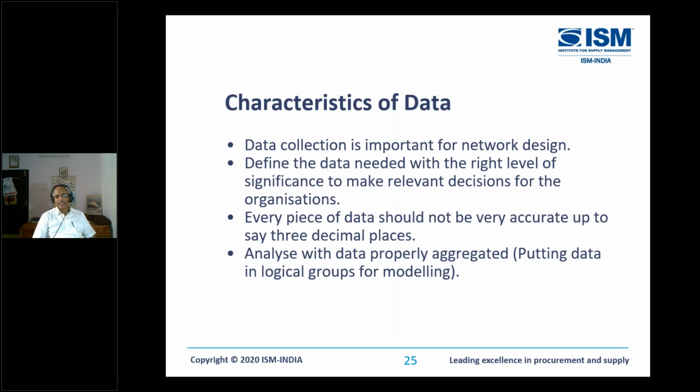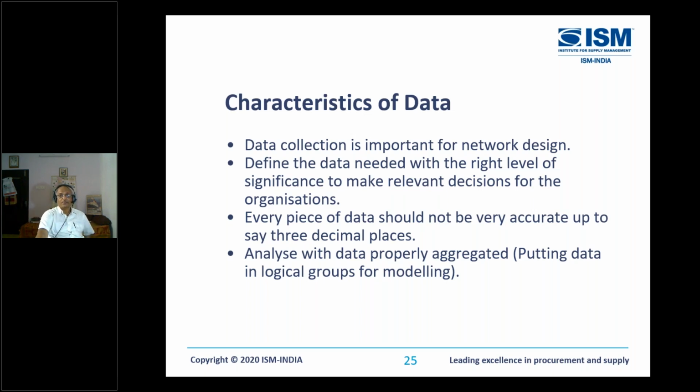So characteristics of data. Data collection is very, very important in network design. Now define the data needed with the right level of significance. So the data which are not significant, there is no point in dealing with them. Every piece of data should not be very accurate up to say 3 decimal points. There is no use. You can aggregate those data and utilize those aggregated data. The result will not be much different from if you utilize up to 3 decimal places, or if you take all customers into account. There are various methods of aggregation, which I'm not going into detail. So it may be weight-wise, it may be packing-wise, it may be size-wise. So like that, it may be even pin code-wise, you can aggregate your customers.